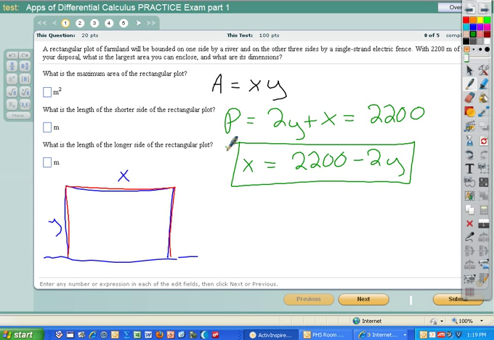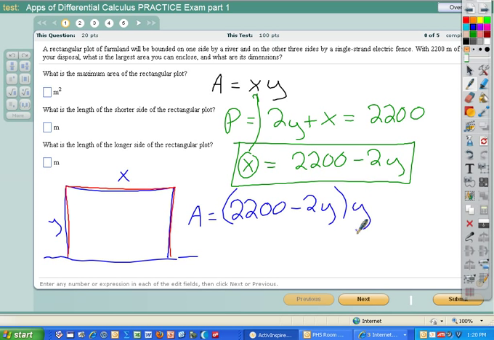So if we take this x and plug it back in up there, what do we get? Area equals 2,200 minus 2y, times y. So if we distribute the y, what do we get? 2,200y minus 2y squared. Now I'm running out of room, so I'm just going to go to a page here.